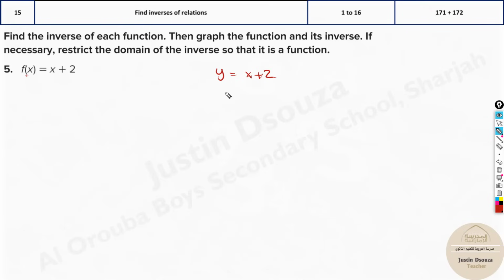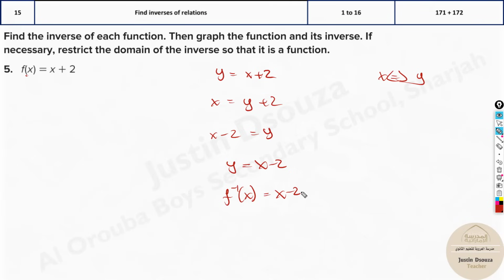Now here, you need to swap x and y. So this y becomes x is equal to, and x becomes y plus 2. And now solve for this y. Take this to the other side, x minus 2 is equal to y, but this is not y. That is the y inverse or f inverse of x. This is the inverse function.